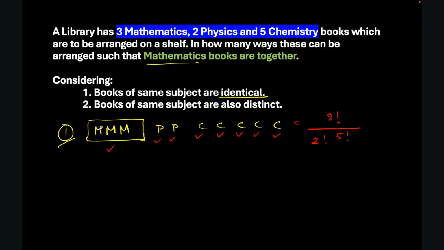Now notice I don't do it for the math. I'll tell you why. It's because I've treated math as an individual entity. Think of it as 3 M's making one big M right here. They're one entity of itself, and we don't care what happens on the inside because we know the books are identical. So what we're left with is 8 factorial divided by 2 factorial divided by 5 factorial. Super simple, nothing too crazy.